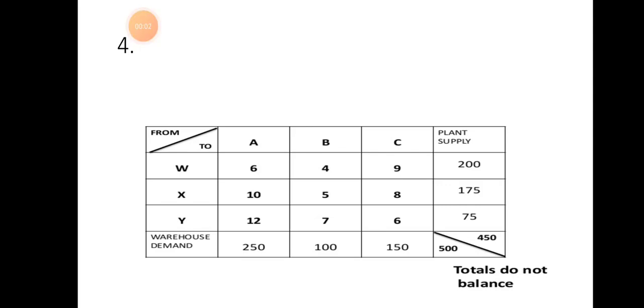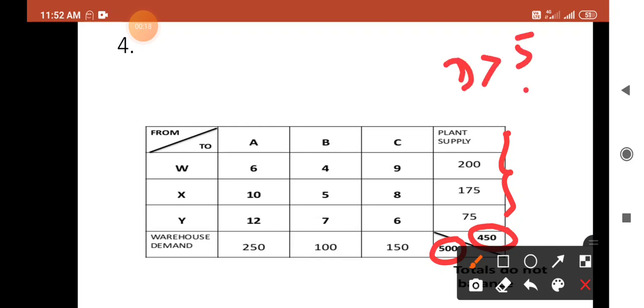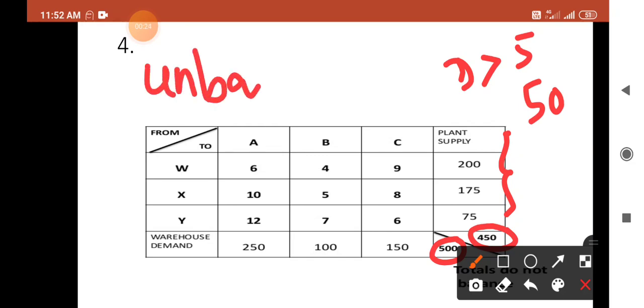Okay, this is also an unbalanced transportation problem. Here we can see the total of supply is 450 units and the total of demand is 500 units. So demand is more than the supply by 50 units. So this is an unbalanced transportation problem.